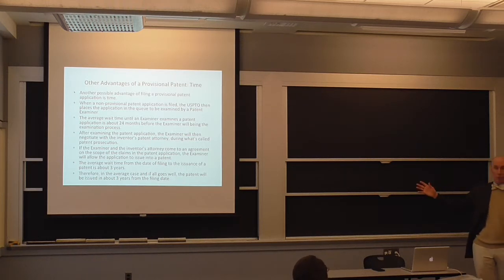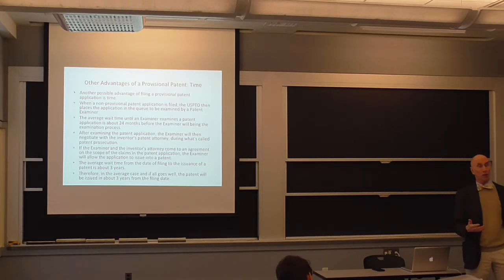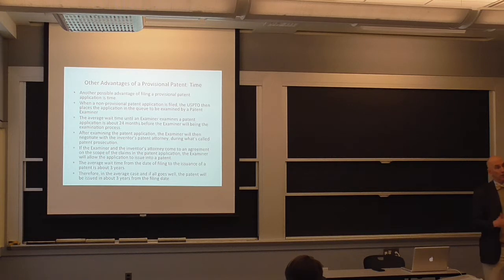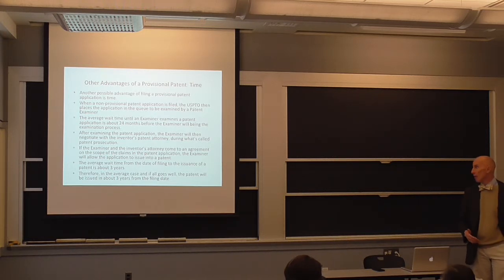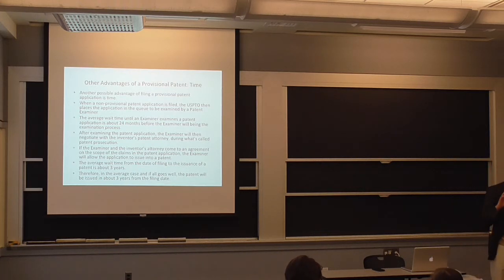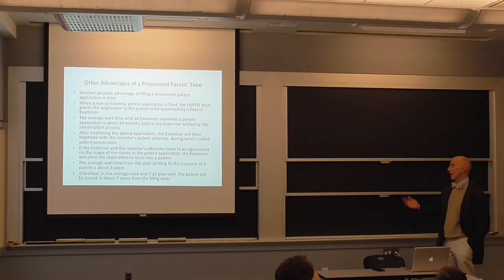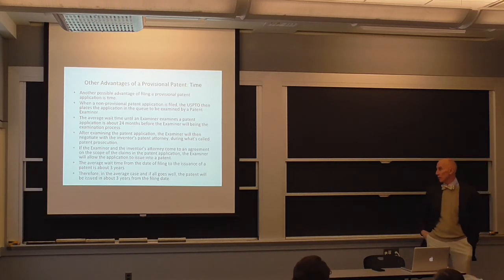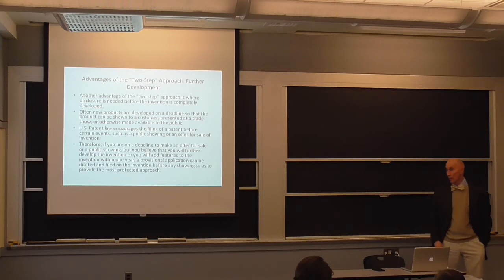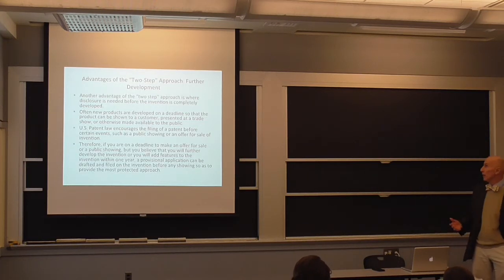This is why the claims are so important, why they need to be described in so much detail, to cut down the amount of negotiation during the patent prosecution phase so that you can get on with the marketing of your invention. The average wait time from the date of filing to the issuance of a patent is 3 years, and that's optimistic. That assumes that the going is smooth, that there's no substantial negotiation, renegotiation, or amendment of the patent application, and therefore, in the average case, the patent will be issued about 3 years from the filing date. Again, really important if you're trying to attract money.